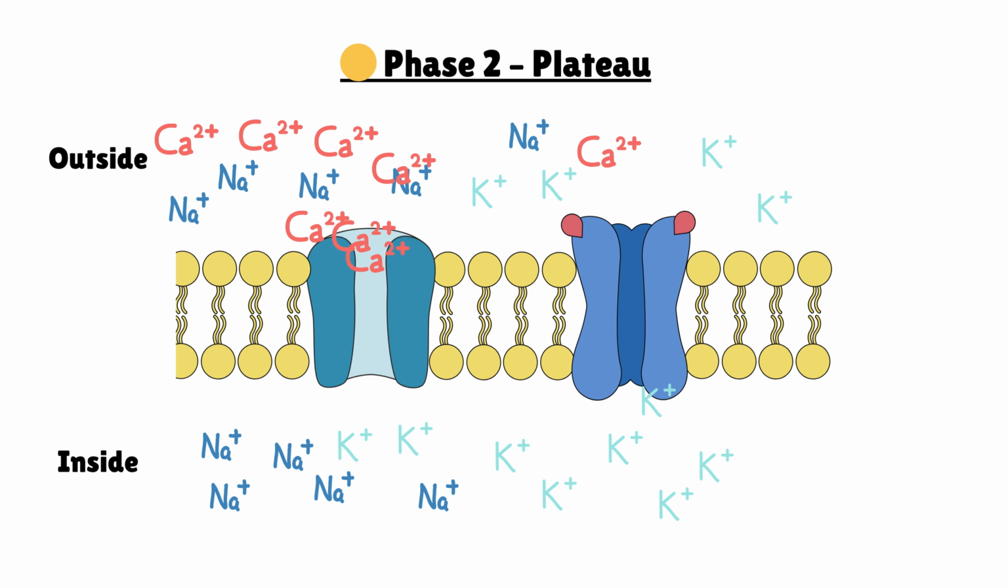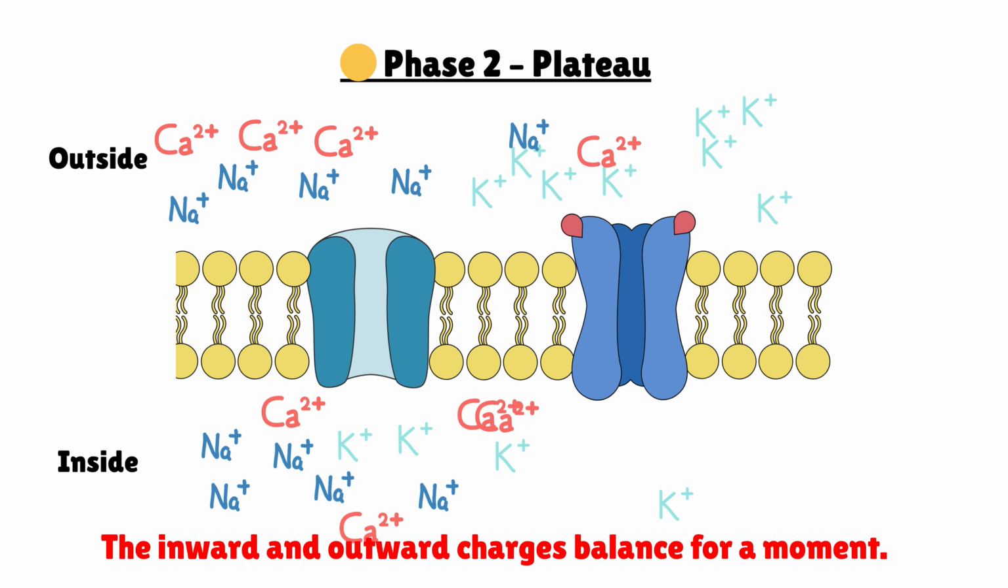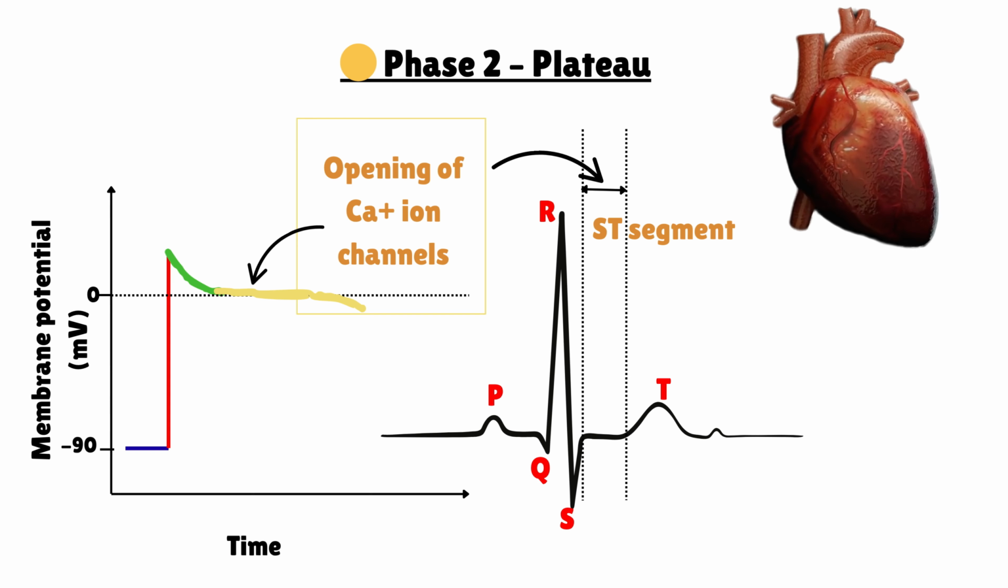Phase 2. Plateau phase. Calcium ions enter slowly. Potassium ions continue to leave. Electrical charge stays balanced for a while. This keeps the cell contracting. Seen as the ST segment on ECG.